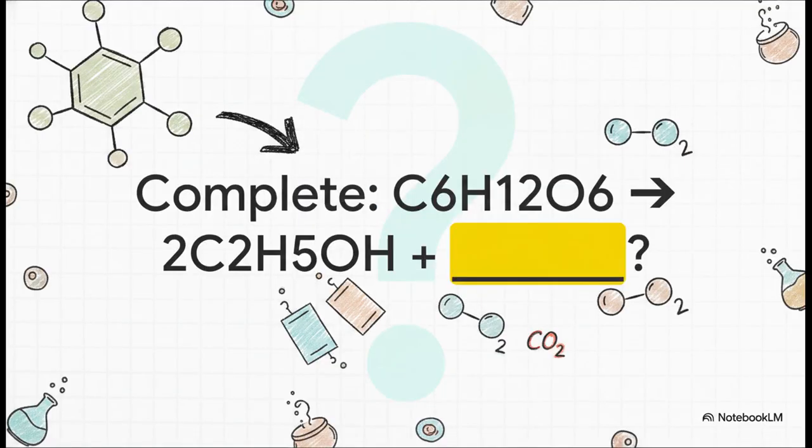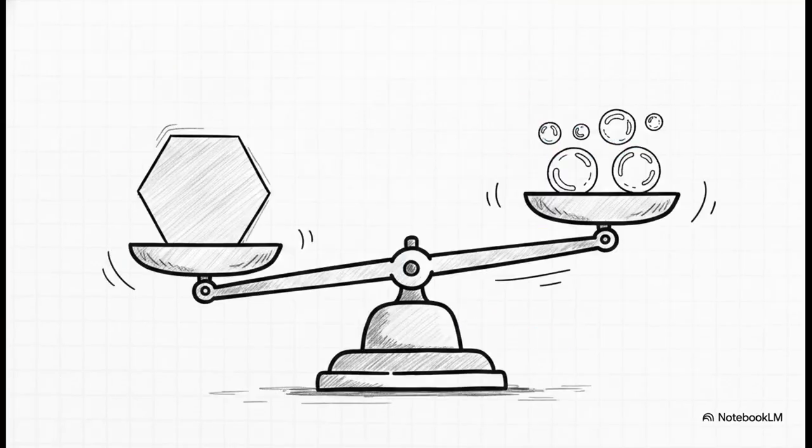All right, let's step it up a notch for quick quiz 2. This time, we are looking at the actual balanced equation. Complete the equation. C₆H₁₂O₆ yields 2 C₂H₅OH plus what? Is it A, 2 CO₂, B, O₂, C, H₂, or D, NH₃? Think back to the exact balanced components we discussed earlier. Have it? Lock it in. And the answer is A, 2 CO₂.